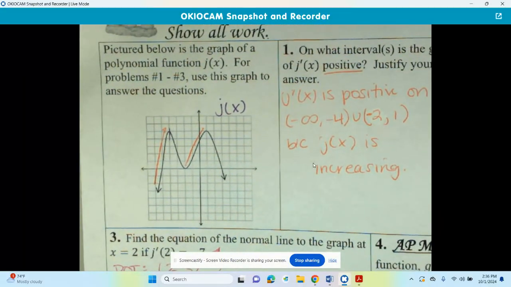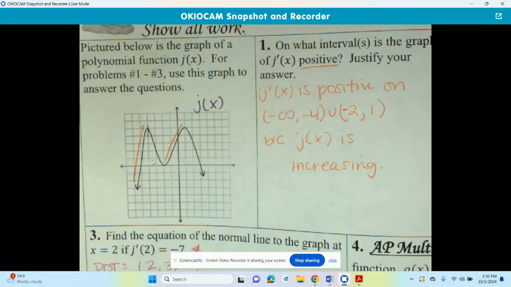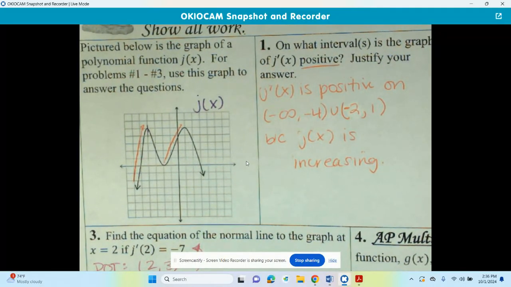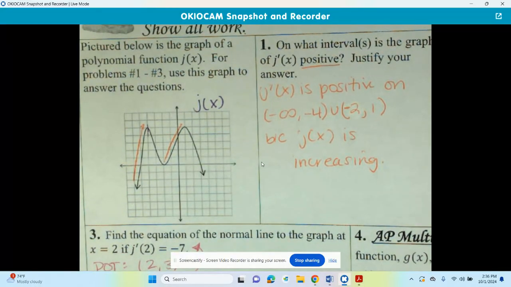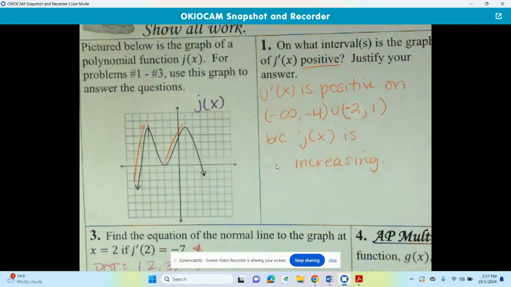On what intervals is the graph of j prime positive? Justify your answer. So j prime is positive between negative infinity up to -4, and then again from -2 to 1, because that is where our graph of j of x is increasing. Remember, if we were given j prime in the graph, then it would be where it's positive. But we were given j, so we're looking on the intervals where it is increasing.